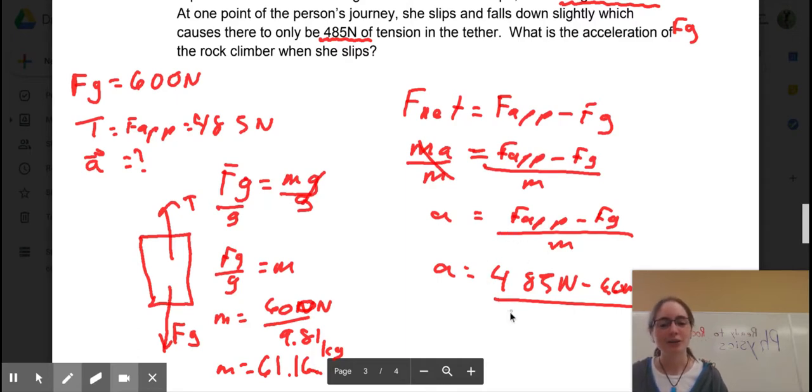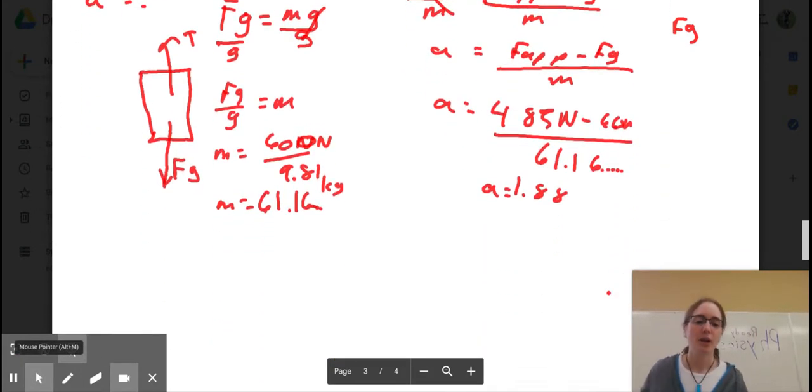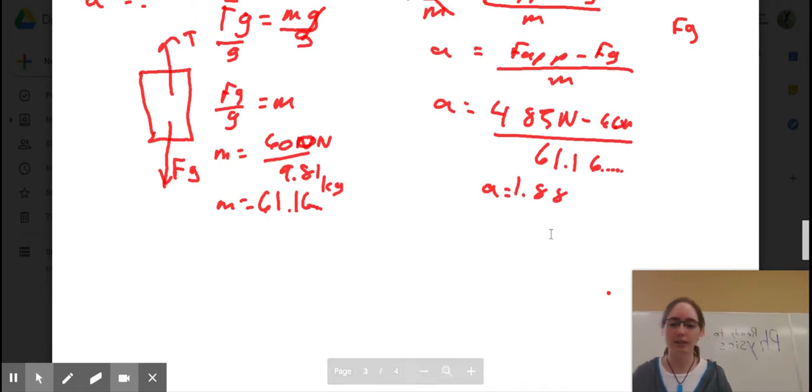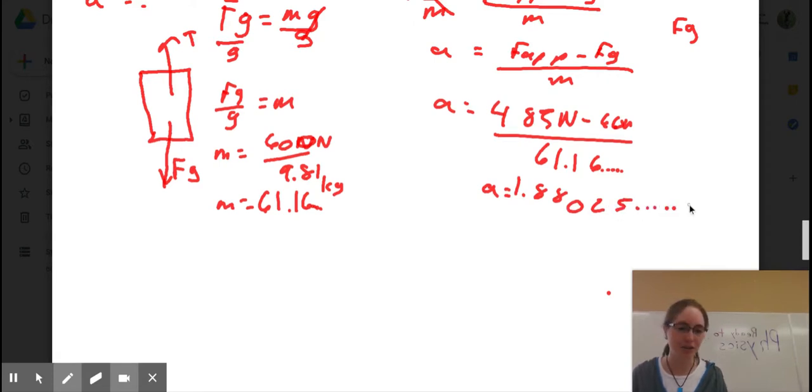Okay. So I'm going to bring that number over here, and I am going to put this in here, so 61.16 kilograms. Use the entire number in your calculations, ladies and gentlemen. No rounding, whole number. Okay. And we're going to wind up with an acceleration of 1.88... I'm running out of space. I'm going to scroll up a bit here, guys. There you go. So 1.88..., 0.025 meters per second squared.